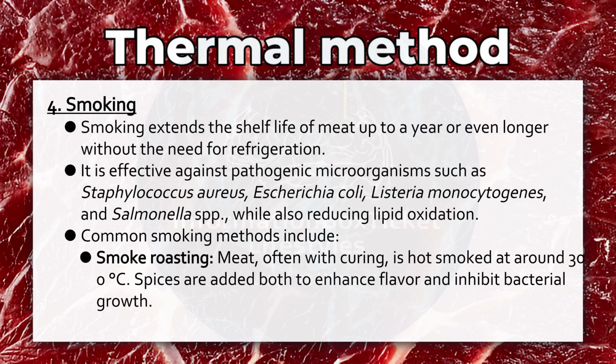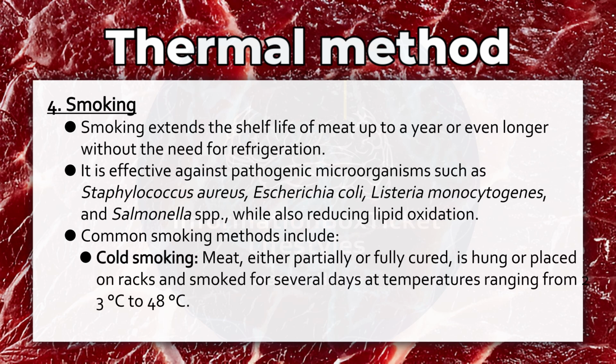Smoke roasting. Meat, often with curing, is hot smoked at around 300 degrees Celsius. Spices are added both to enhance flavor and inhibit bacterial growth. Cold smoking. Meat, either partially or fully cured, is hung or placed on racks and smoked for several days at temperatures ranging from 23 degrees Celsius to 48 degrees Celsius.